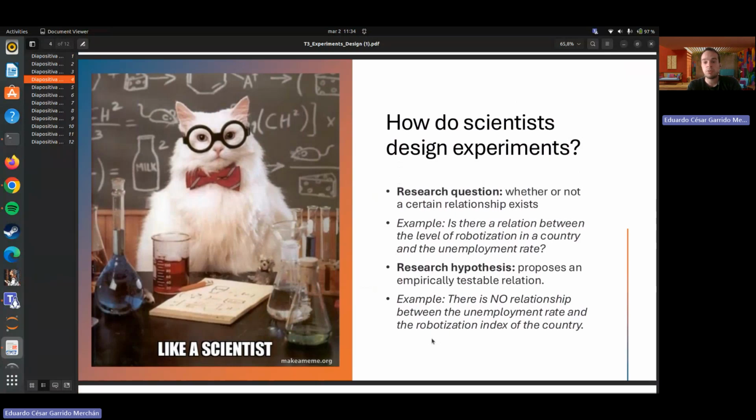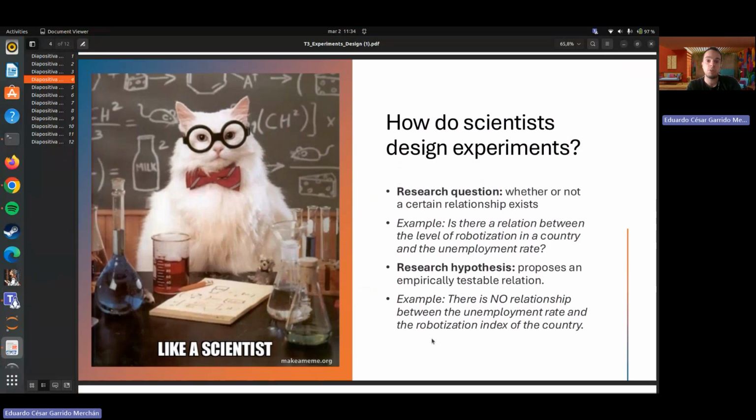Linked to a research question, we always find a research hypothesis. That is basically what we want to show is compatible with the current empirical data that we observe in reality. So for example, there is no relationship between the employment rate and the robotization index in the country. If we want to prove that this research hypothesis is compatible with the empirical evidence that we see in real life, we need to gather data. And we are going to see a procedure that gives us a probability that this research hypothesis is compatible or not with the data.